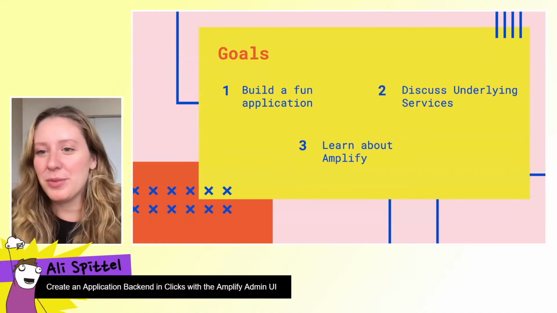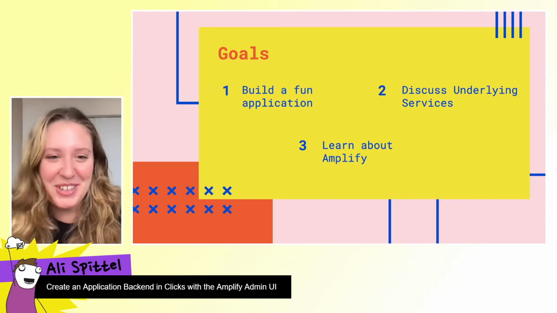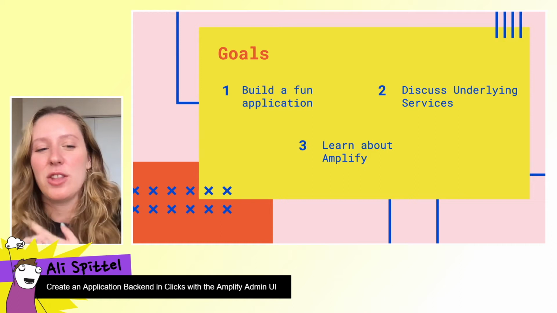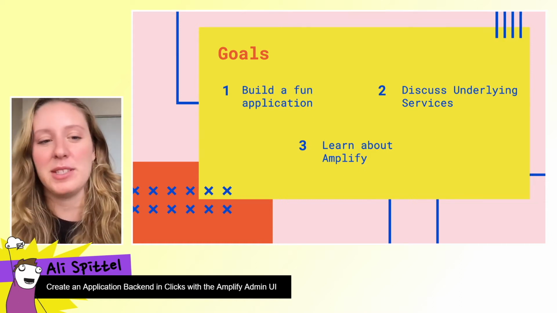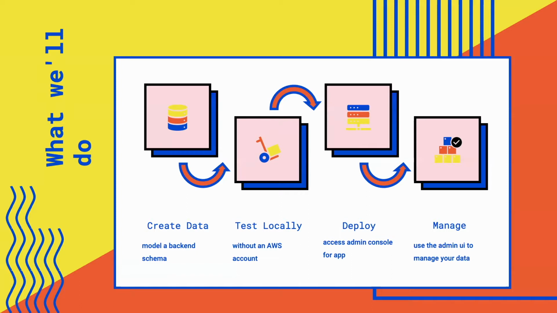So our goals for this talk are to, one, build a fun application, always important. The second one is to discuss the underlying services. And then the third one is to learn a little bit about AWS Amplify. So what we'll do is we'll create data, we'll model a backend schema for an application, we'll test that out locally, and you don't need an AWS account for this step. Then we'll deploy it, then we'll manage our data, and then we'll extend it with the Amplify command line interface.